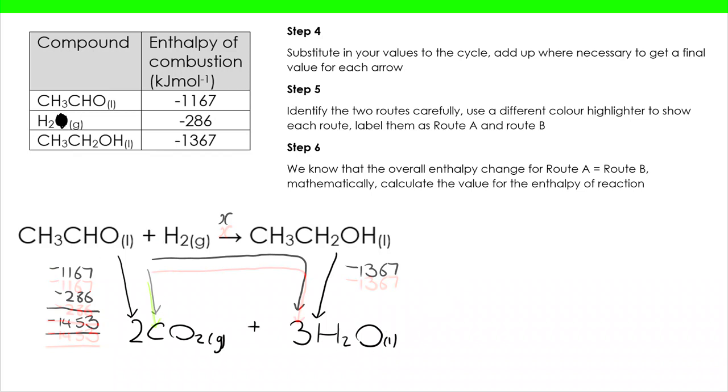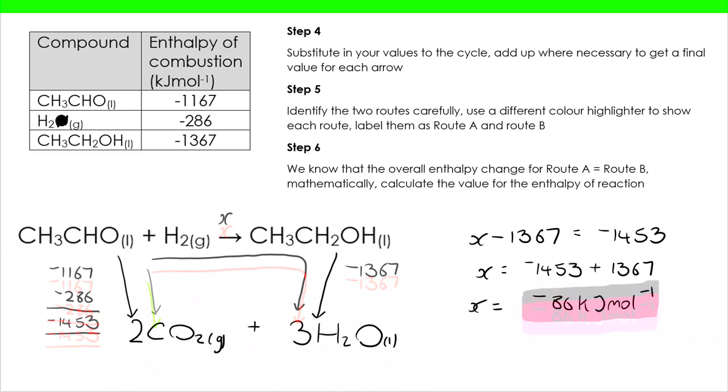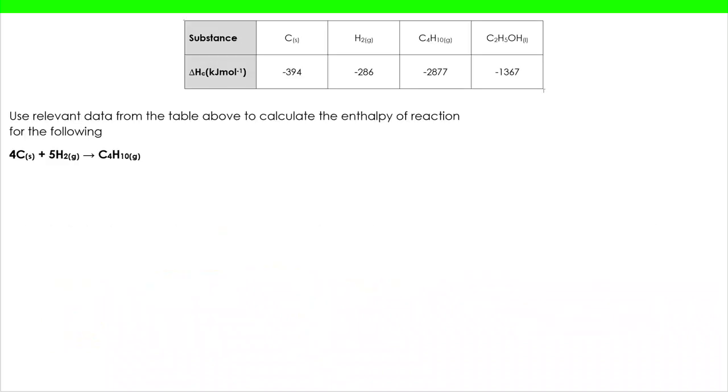Once I've got that, I can start to put the figures into an expression. So x take away 1367 is equal to negative 1453. That then allows me to rearrange to make x the subject, taking me to a value of x of negative 86 kilojoules per mole. Okay, another one for you to try.